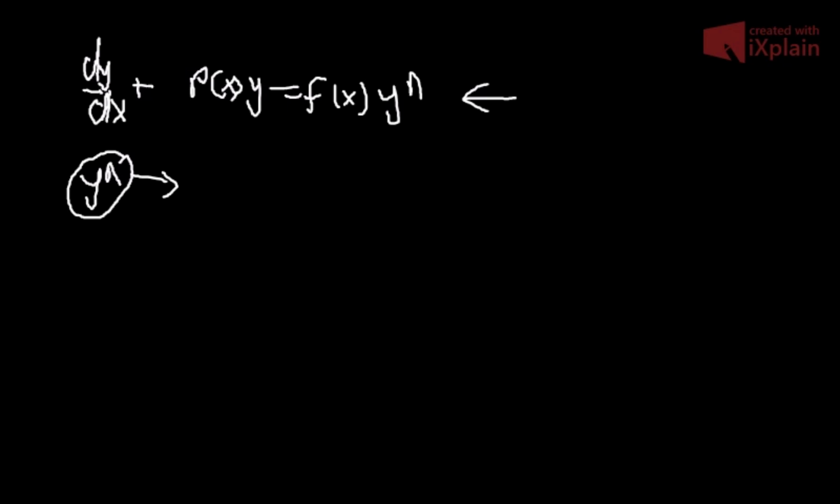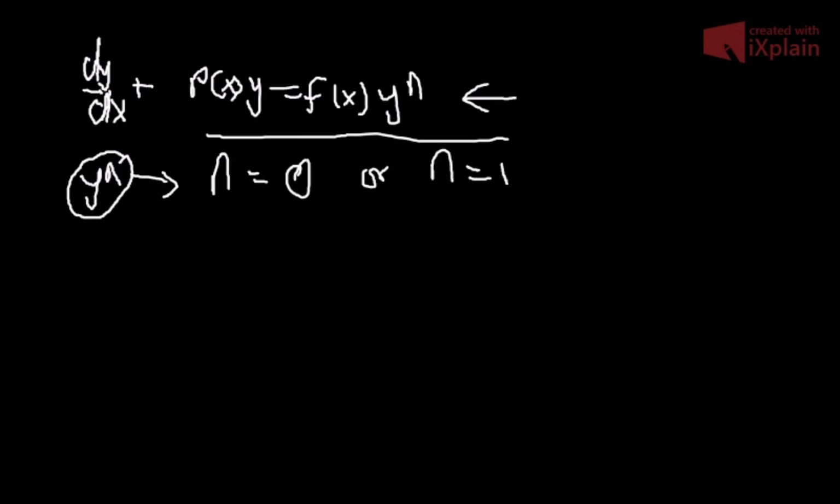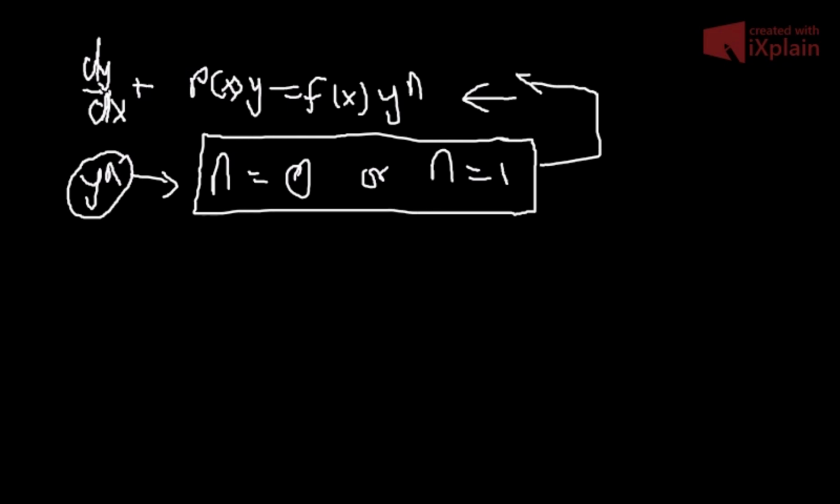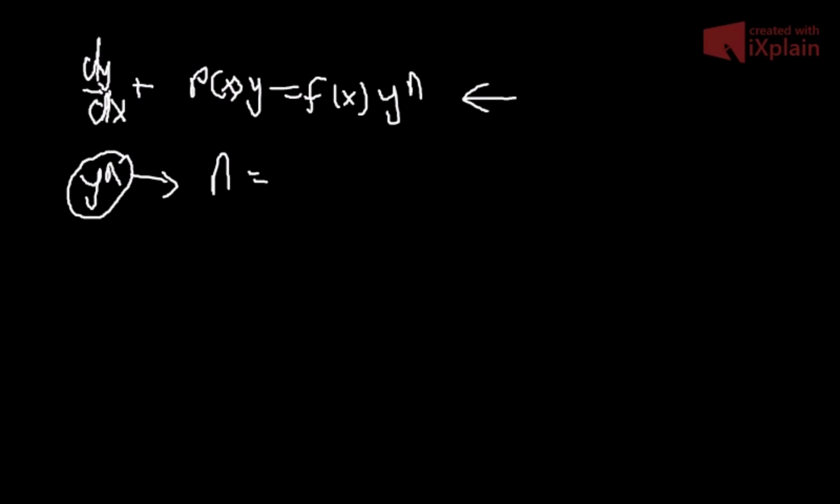Now, if this n is equal to 0 or this n is equal to 1, that means this equation is linear. It's not Bernoulli, it's linear. So in this equation, n should be greater than 1, right? n should be greater than 1. Now, as you know, first thing first, I need to explain the standard form before I can do some examples.